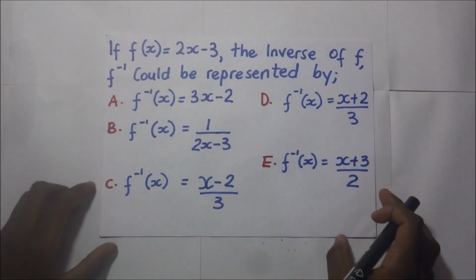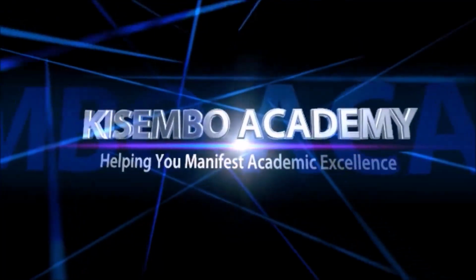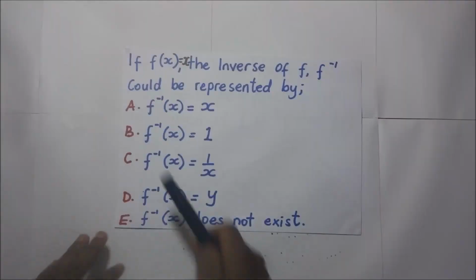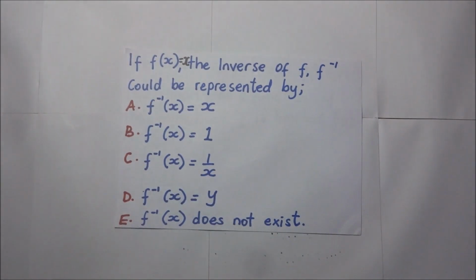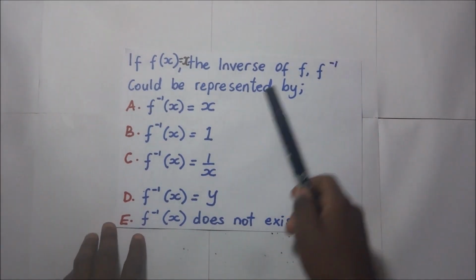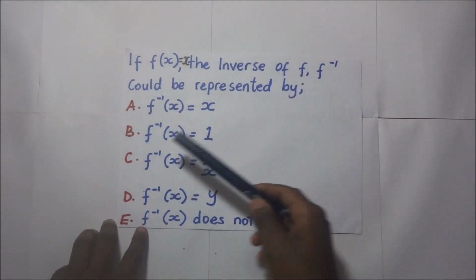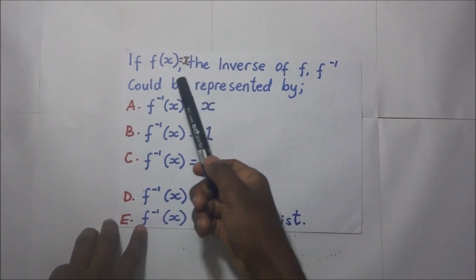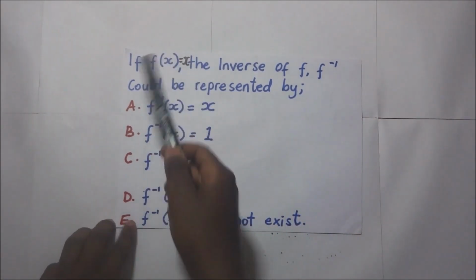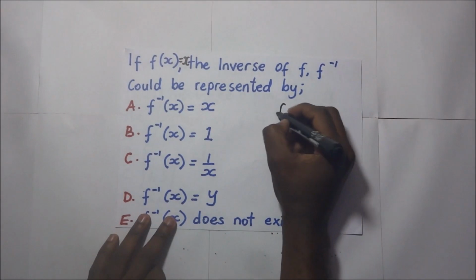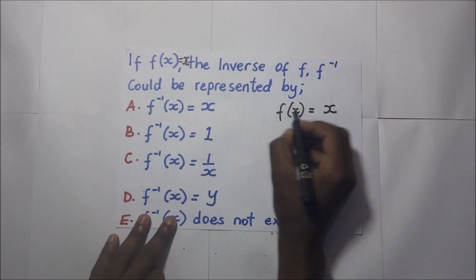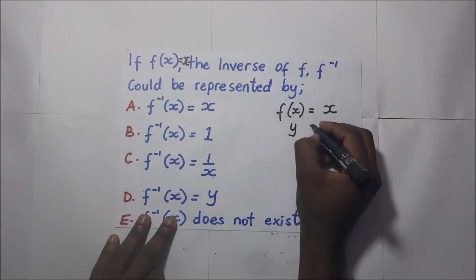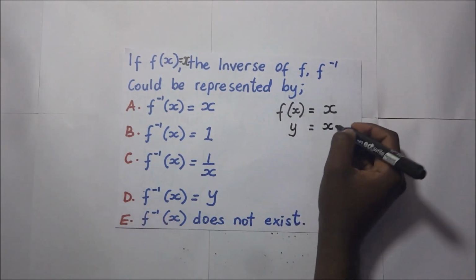We have these multiple choice questions. If f of x is equal to x, the inverse of f, which is f to the power negative 1, could be represented by one of these. So if this function f of x is equal to x, let's call this y, meaning that y is going to be equal to x.